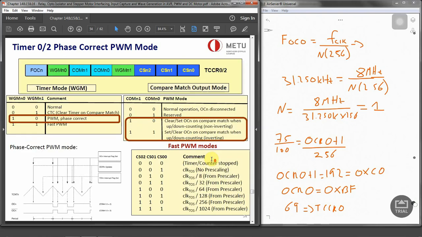So I can show you this again with the PWM phase correct. So the WGM modes are changed to 1 0 now, and we still have the same non-inverting and inverting modes for the COM ports. And let's demonstrate that as well.